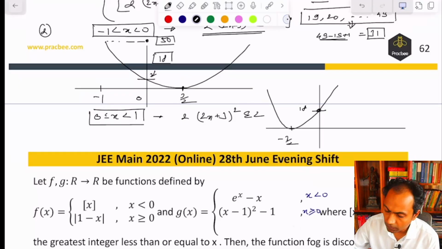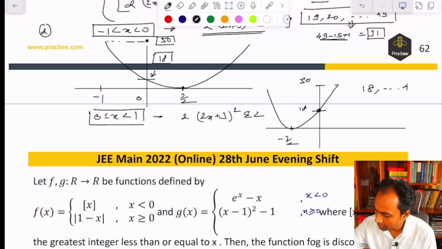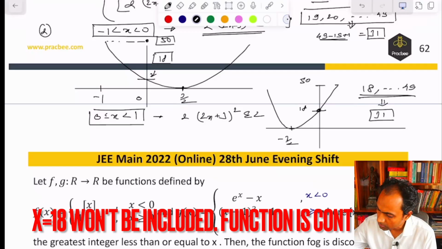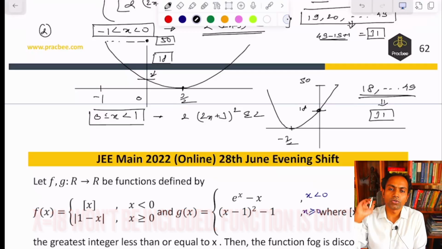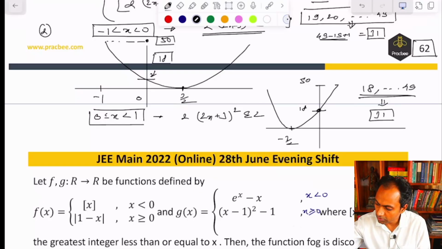And if I go till 1, 1 is not actually included, but I can go till 1. If I go till 1, again this number will become 5. 5 square into 2, 25 into 2 will become 50. So now you are taking values from 18 to 49. These are the possible values. Corresponding to that, you will get 31 more values. So 31 points of discontinuity earlier, 31 points of discontinuity now. The total answer comes out to be 62.